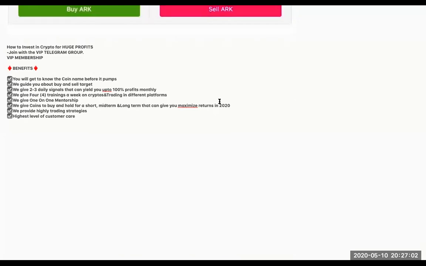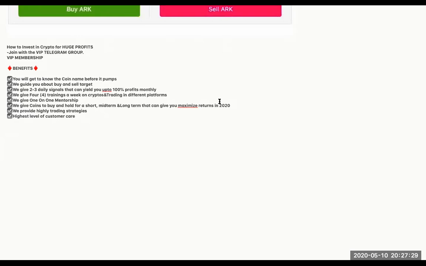So why should we join VIP now? Why should you be a member of the VIP? First of all, you will get to know the coin name before it pumps, because cryptocurrency is a huge phenomenal industry that can guarantee you enough profits.